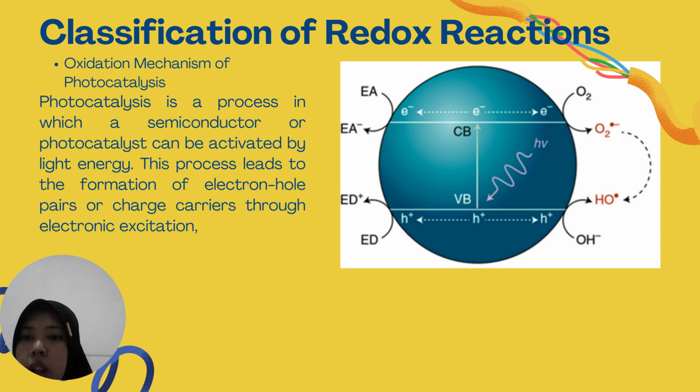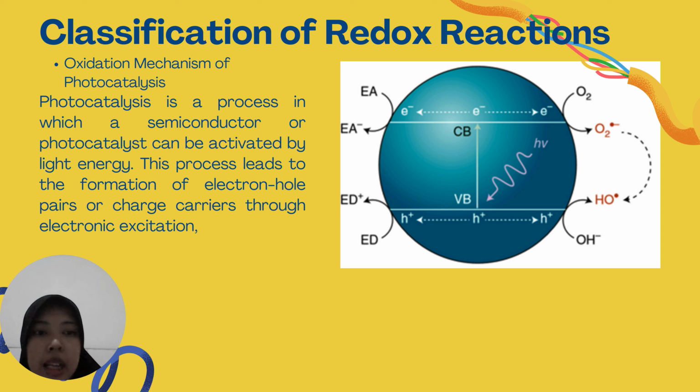The first classification of redox reaction is the oxidation mechanism of photocatalysis. Photocatalysis is a process in which a semiconductor or photocatalyst can be activated by light energy. This process leads to the formation of electron-hole pairs or charge carriers through electronic excitation, such as the picture in this slide.